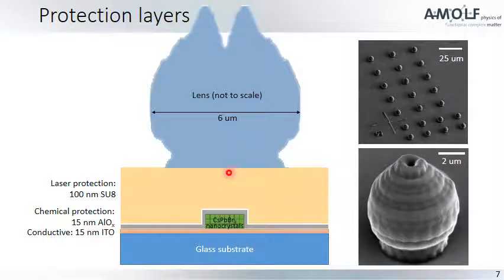And the results look as follows. Here we have this array of lenses, and this is what a zoom in looks like on the scanning electron microscope of one of these lenses. And you can see that it quite nicely resembles the shape that came out of the algorithm.